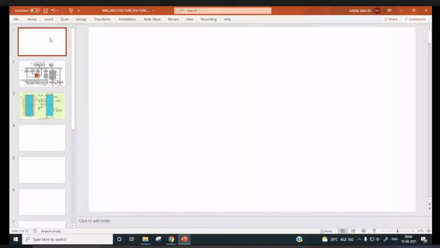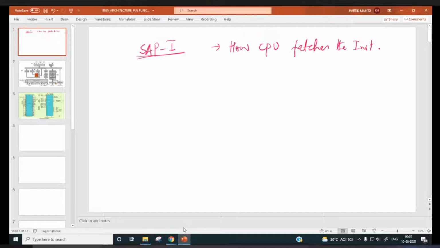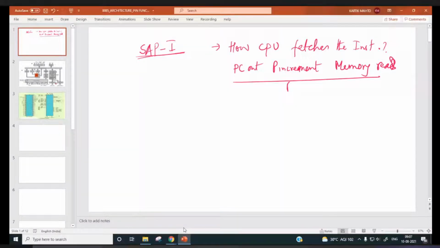Okay, so till now, in SAP 1, simple as possible computer system 1, we have discussed how the CPU fetches the instruction by PC out, PC increment, and reading the memory. And this is called the fetch cycle.